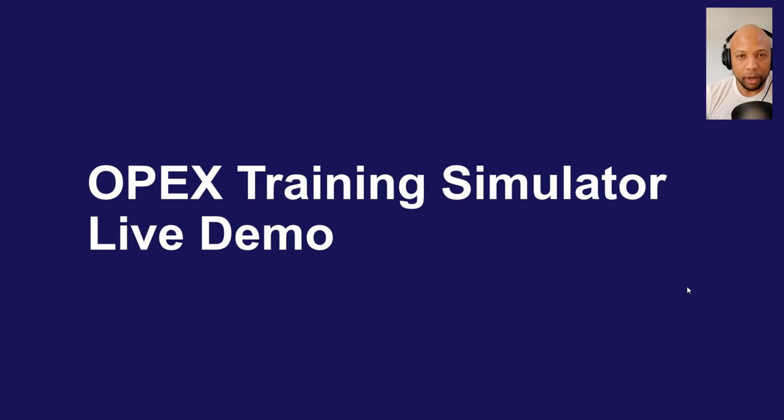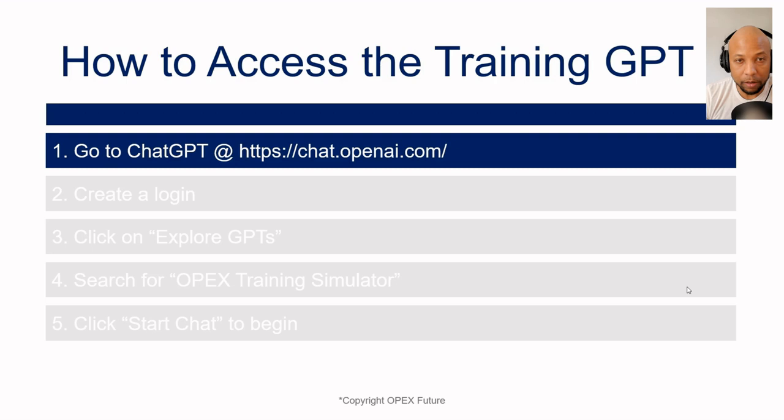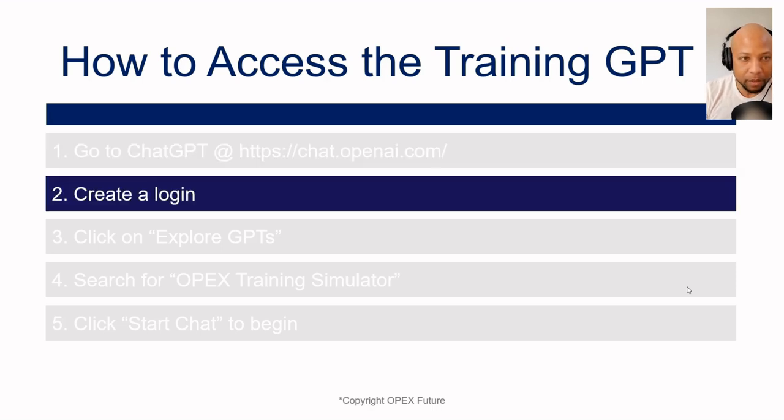Let's hop into a few instructions for how you can access this OPEX Training Simulator yourself. This is how to access the Training GPT. First, you'll need to make sure you go to ChatGPT, and that's at https://chat.openai.com. After that, you'll need to make sure you have created a login. If you don't already have one, you'll need to make one now.